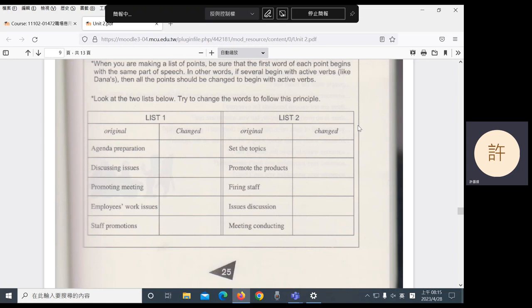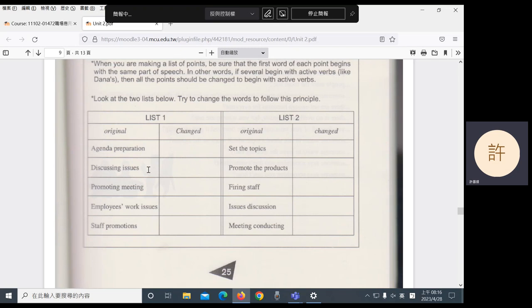So look at list one. It says agenda preparation, noun plus noun, 名词加名词. But the next one, discussing issues, verb plus noun, 动词加名词. So these two are not consistent. We should change one of them.